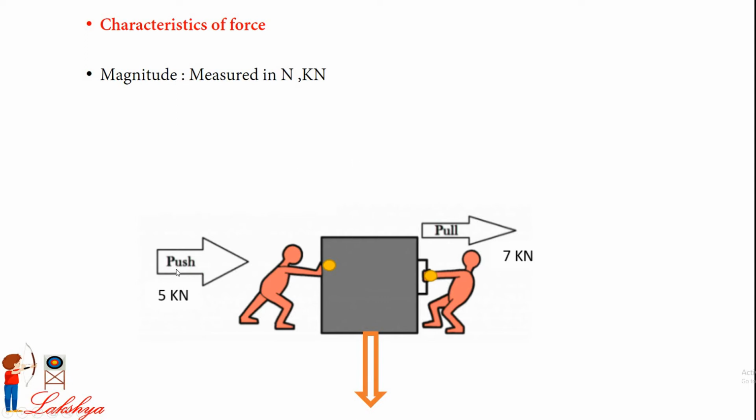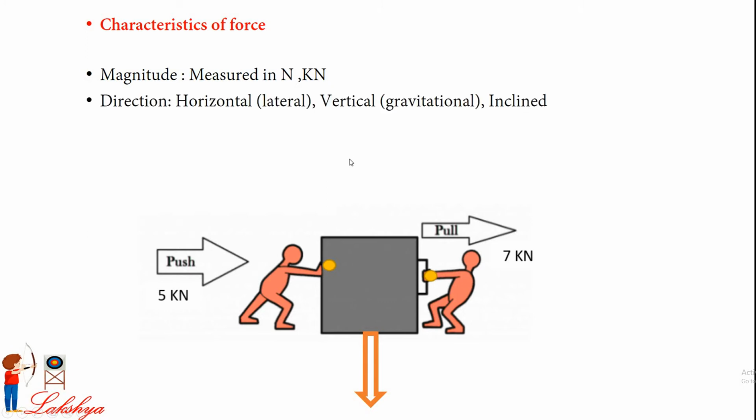Next. Now what about the direction? This direction is horizontal. This direction is also horizontal, and this is the weight of body acting downwards. Right? So this is direction of force. Horizontal force and vertical force. Next characteristic is direction.